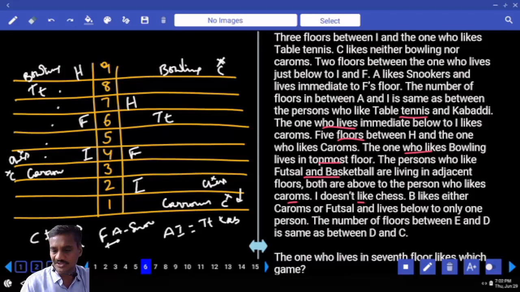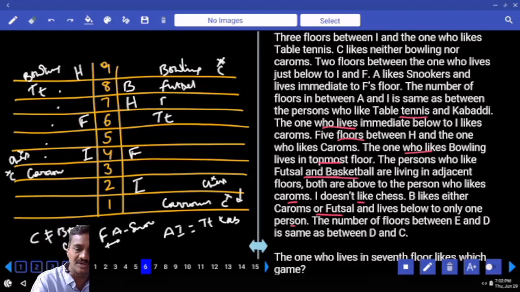And B likes either caroms or futsal. Now B is either caroms or futsal and lives below only one person, isn't it? B is here, and this B likes either futsal or caroms. Caroms is ruled out and this person must be futsal. Now a person likes futsal and these two persons are adjacent, so basketball must be here.